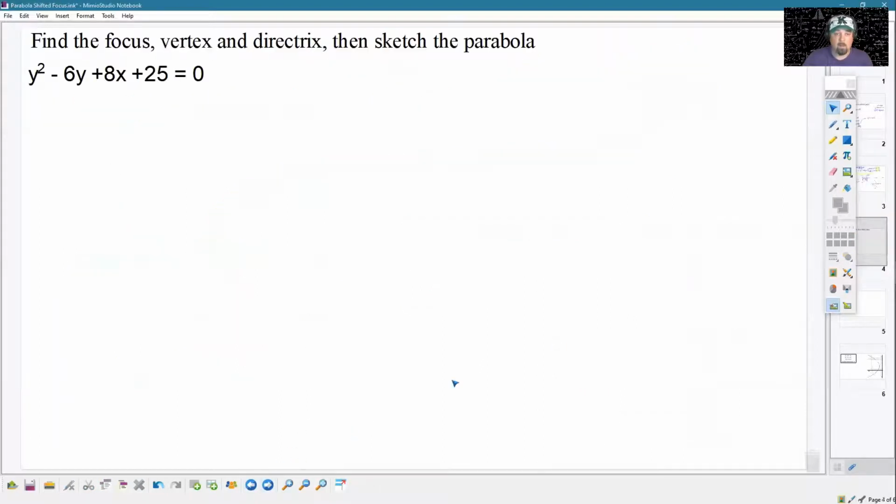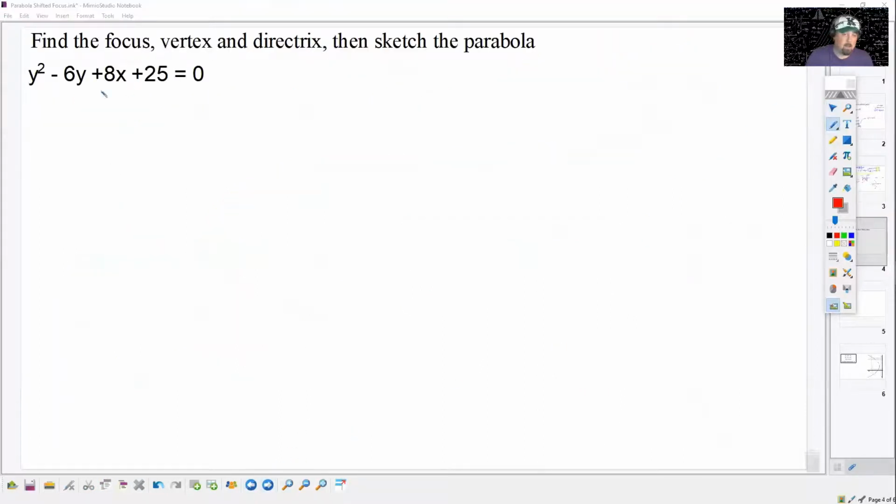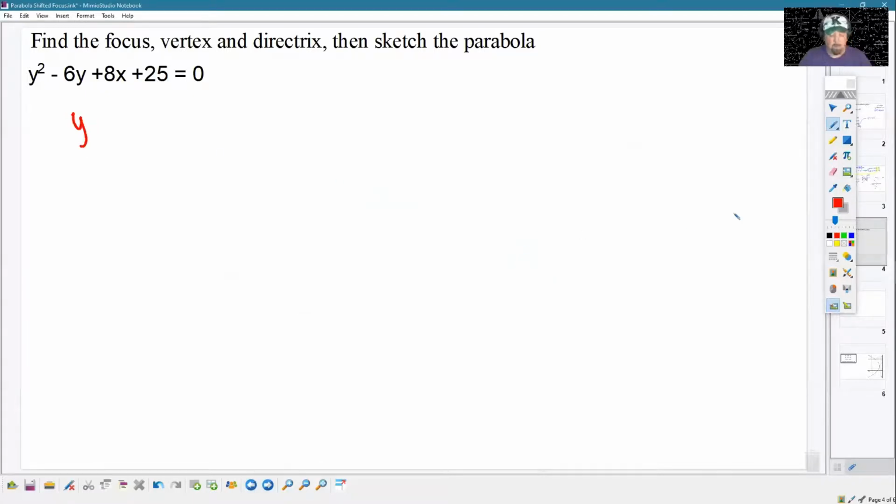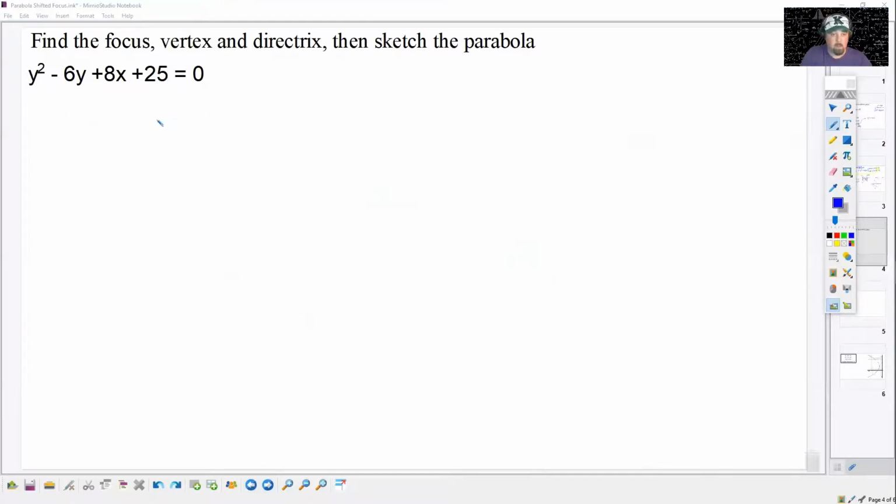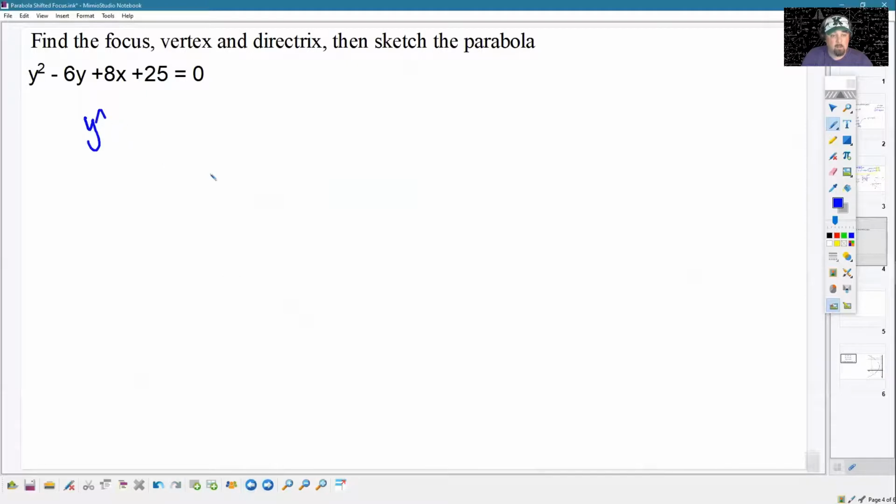Let's try another one. So this is a y squared again. Now that means it's going to open left or right depending on whether the p is positive or negative. So we get y squared. Let me change out a red here. So we're going to get y squared minus 6y equals, now we're going to move these to the other side, they're both going to become negative, -8x minus 25.